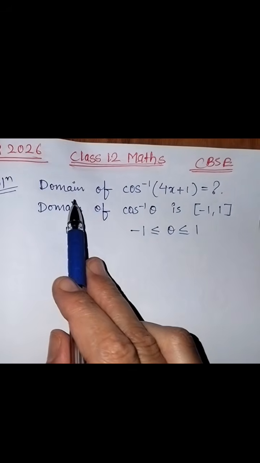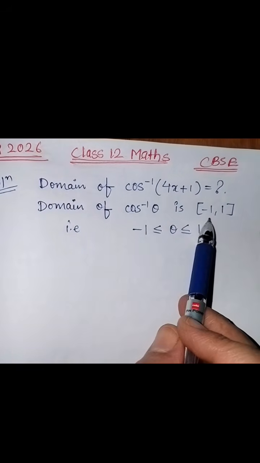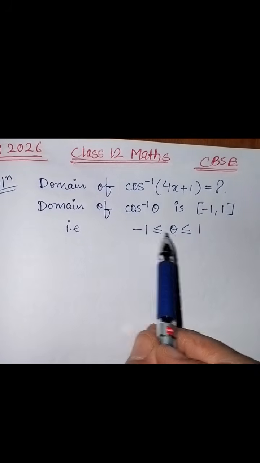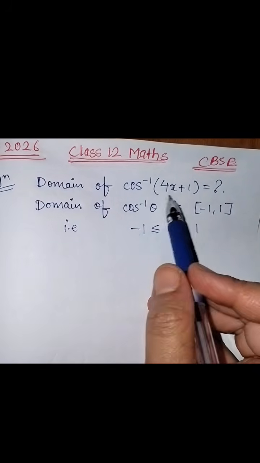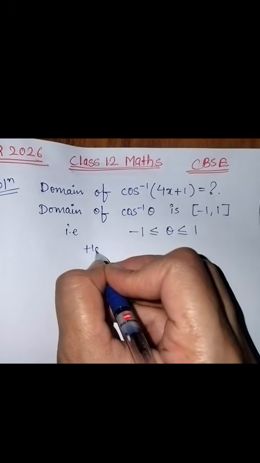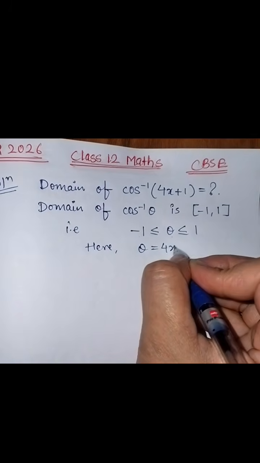Okay, in this question you have to find the domain of this. Let's see the solution of this. As we know that the domain of cos inverse theta is -1 to 1, close interval -1 to 1. That means theta lies between -1 to 1. Okay, in this case we have our theta as 4x plus 1. So here your theta is 4x plus 1.